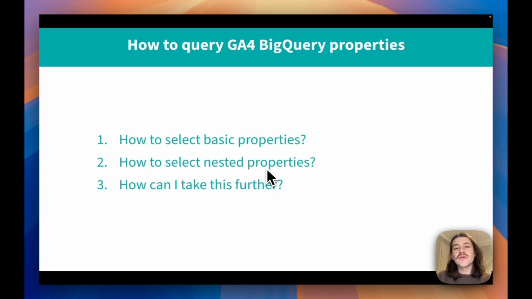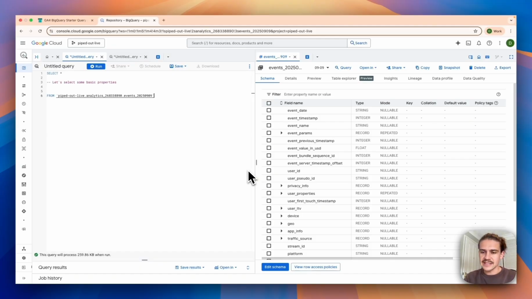In this video, we're going to be talking about how to query different types of GA4 BigQuery properties. Right, so I'm now on the BigQuery interface, and you can see my screen is split into two. On the left-hand side, this is where I'm writing my query.